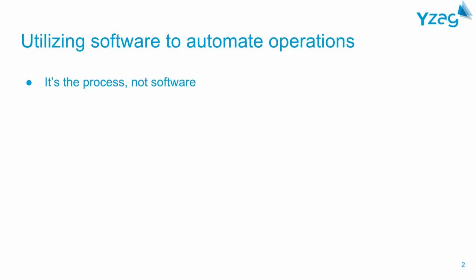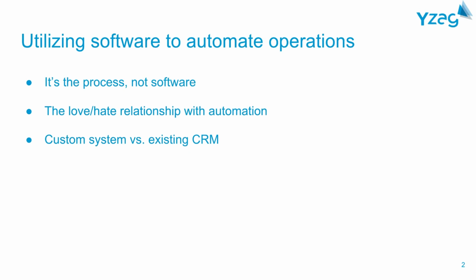The first topic is going to be understanding how building software or custom software is really about defining the process, not so much building the software, at least from your perspective. We're going to discuss the love-hate relationship that everyone has with automation. We're going to explore the idea of building a custom system versus using an existing CRM. And CRM stands for Customer Relationship Management, but it's widely used today to refer to any sort of online system that keeps records of your sales, marketing, and so on.